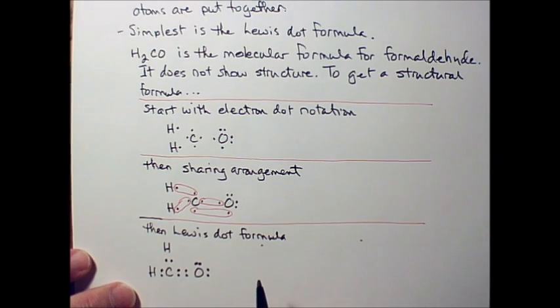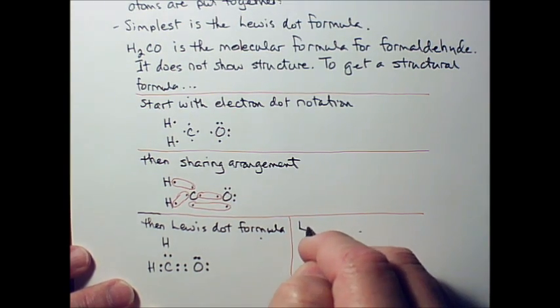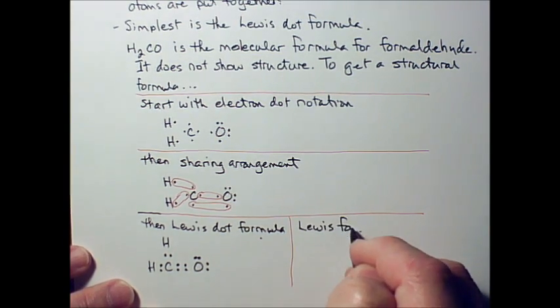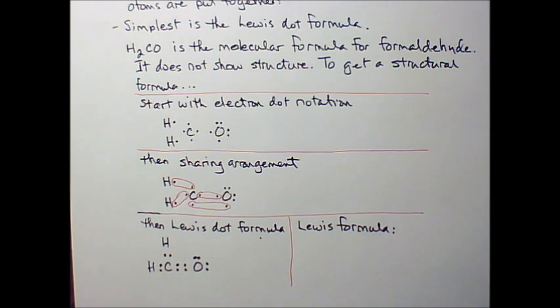Something we haven't done so far, and I'm taking a slight detour to show you this because you need to know it. It's something called the Lewis formula. We've done nothing but Lewis dot formulas. I want to take a minute and talk about Lewis formulas. In a Lewis formula, you simply take shared pairs and replace them with lines.